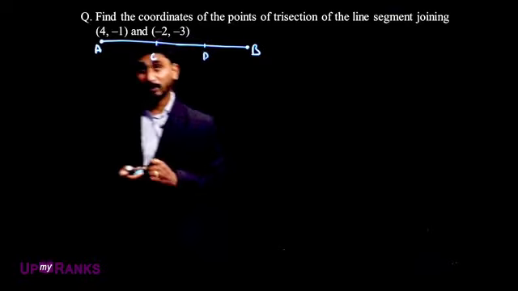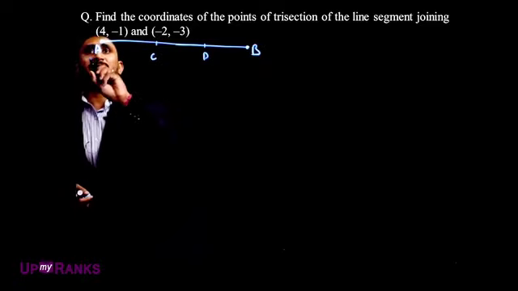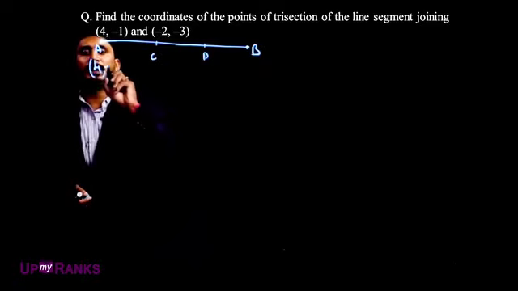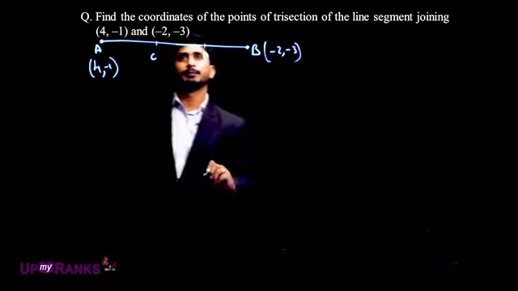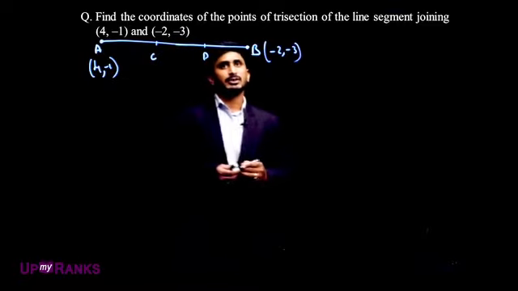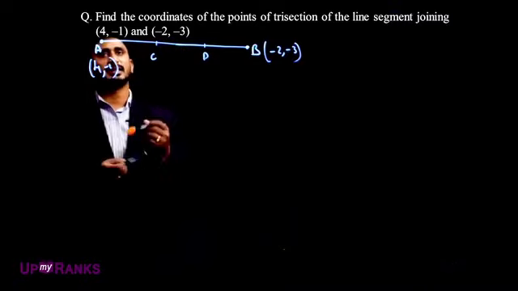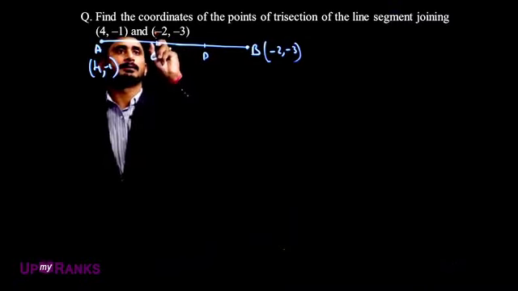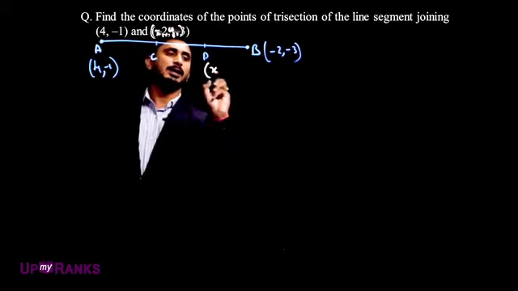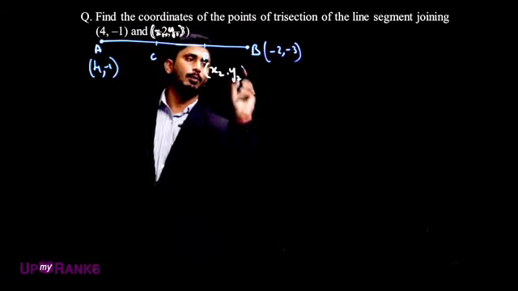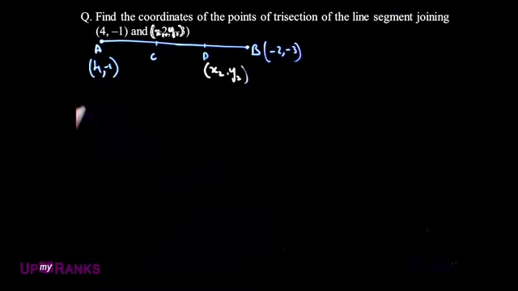So how do we find the other two points, C and D? Let's have A as (4, -1) and B as (-2, -3). So how do we find the coordinates over here? Let C be (x1, y1), and let D be (x2, y2). Now when I have to find these points, how do I do it?